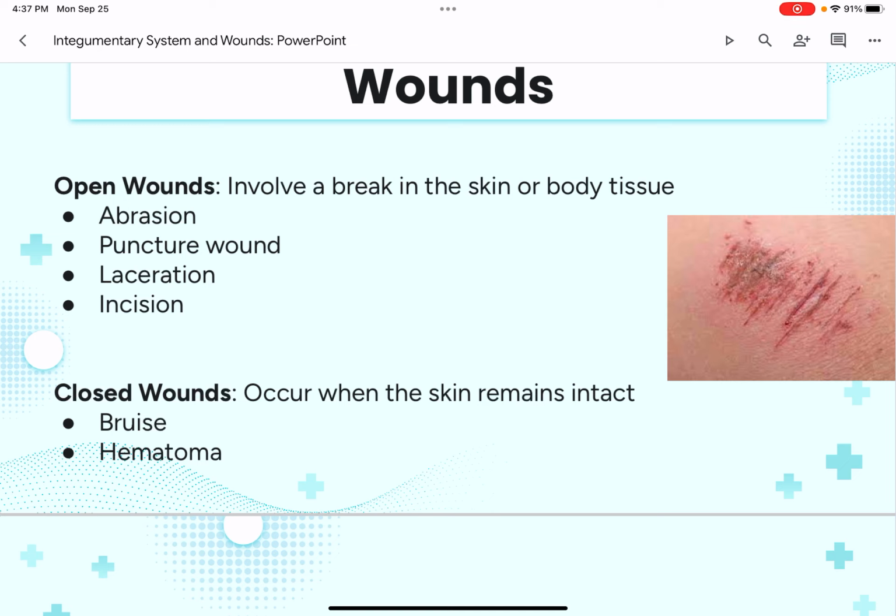Closed wounds occur when the skin remains intact. For instance, bruises and hematomas are examples of closed wounds. A bruise is a mark on the skin caused by blood trapped under the surface. A hematoma is a pool of mostly clotted blood that can occur anywhere in the body, including the brain. Symptoms of wound include pain, damage to the skin, discoloration of the skin, bleeding, fever, or chills.